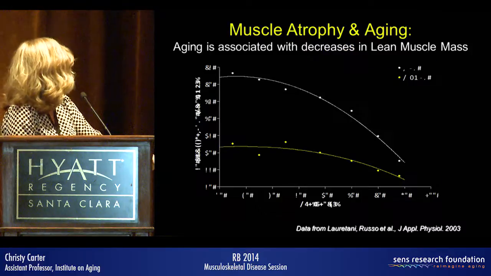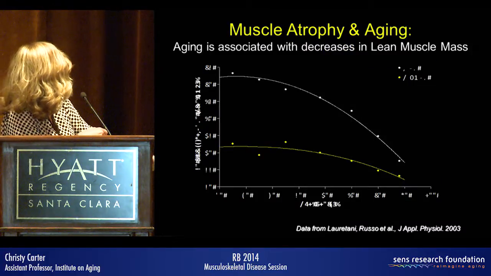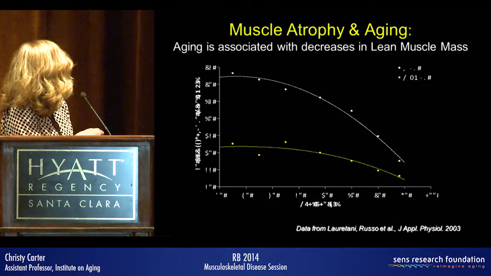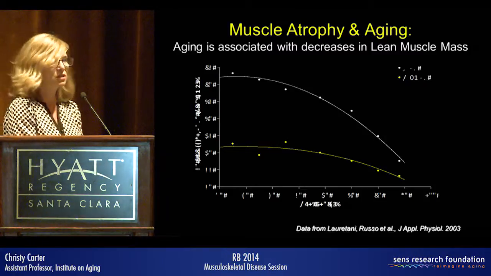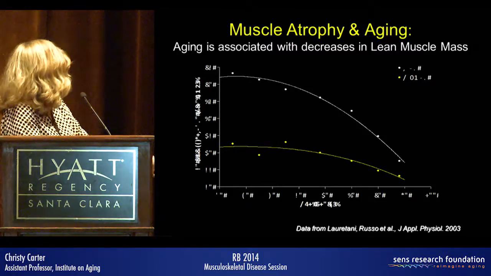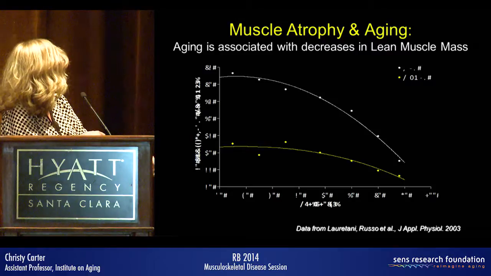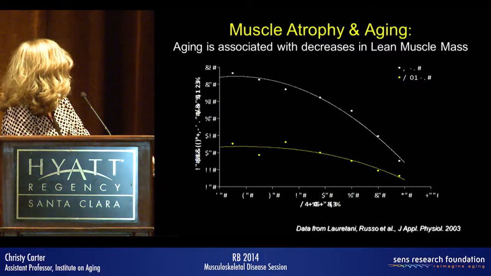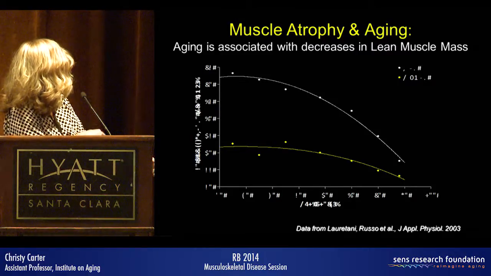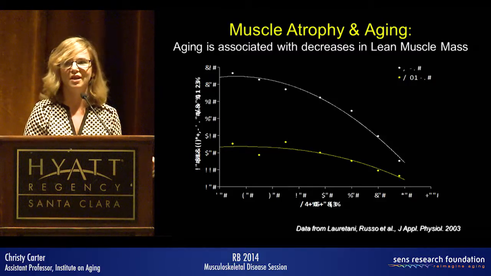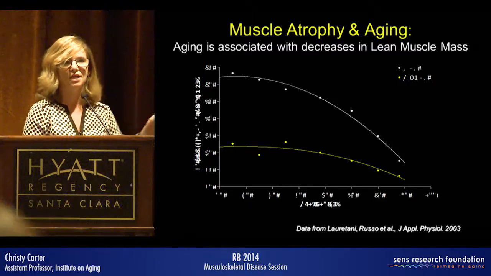Sorry about that. And here's what it looks like. So, this is my special language that I'm sharing with you today. But what it basically says is this is men, and this is women, this is age, and this is their skeletal muscle cross-sectional area. And all you need to know is it goes down over time.